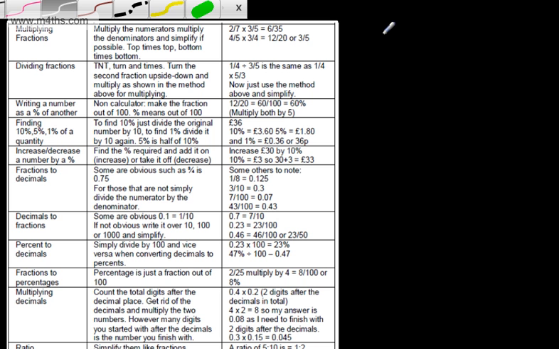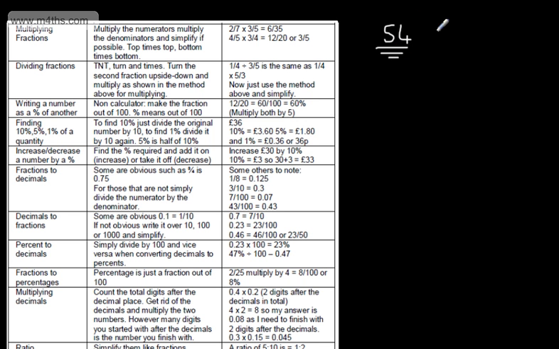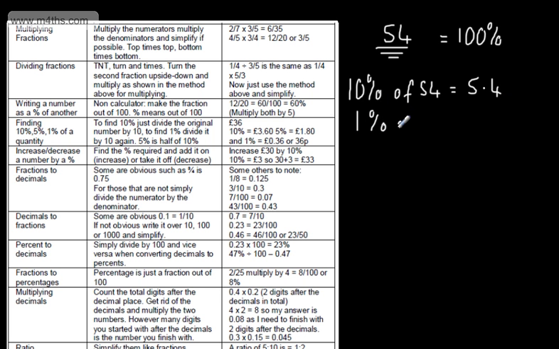Let's start now with £54, or just the number 54. So if I start with the number 54, this is everything of a number. It's 100% of a number. Now, if I want to find 10%, I'm going to divide this number by 10. So 10% of 54 is going to be 54 divided by 10, which is 5.4.